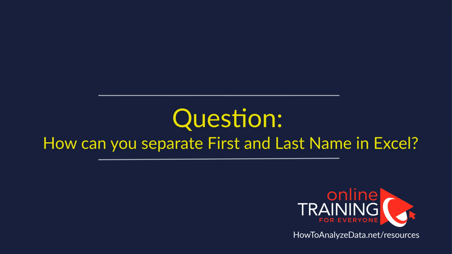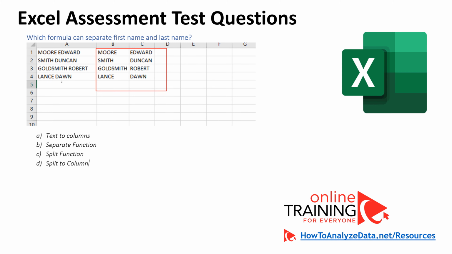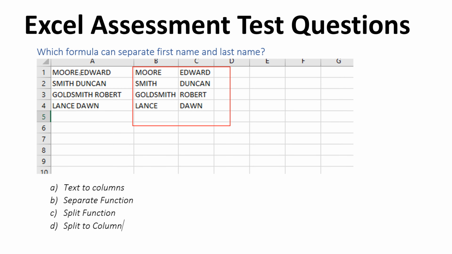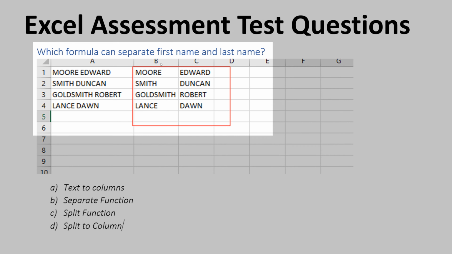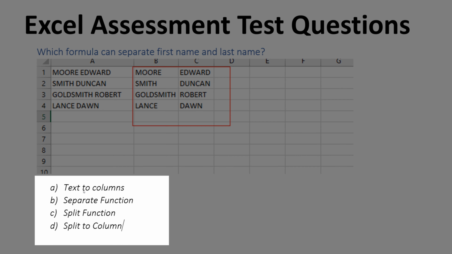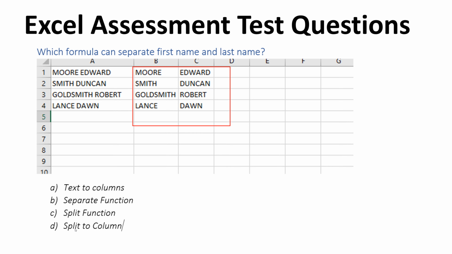A lot of times when you work with data from another source, you may need to separate the data into separate columns. For example, here we see a combination of first and last name in column A, but in columns B and C, you see these values as separate values. So how would you do it? Which Excel function would you use? You're presented with 4 different choices: text to column, separate function, split function, and split to column. Which one would you choose?